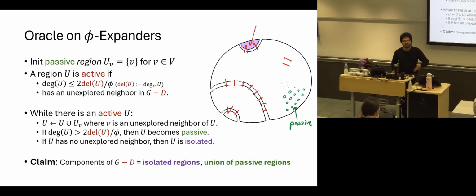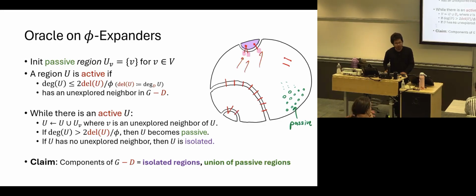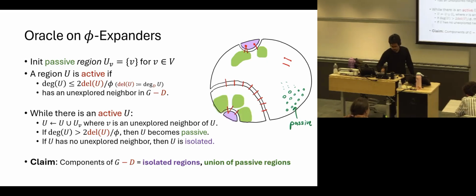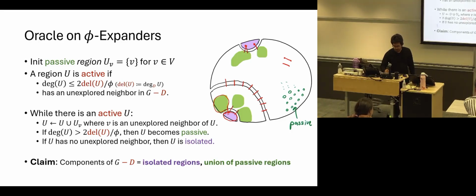And then just look for the next active node, maybe each of these, and explore a bit. Now this becomes big enough. There are just two deleted edges compared to this volume, so it becomes passive. This one becomes passive too. And we can do the same thing here. You explore from this one, and this becomes isolated. And this, you explore from each of these, each of which becomes passive.